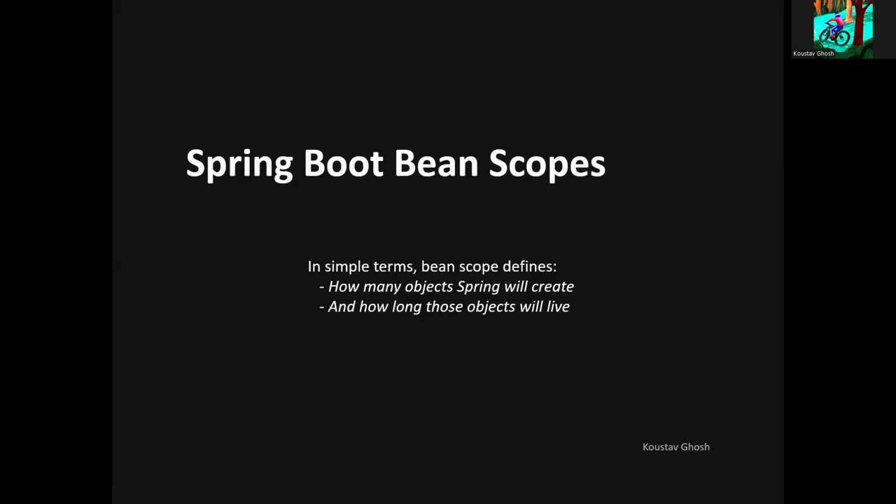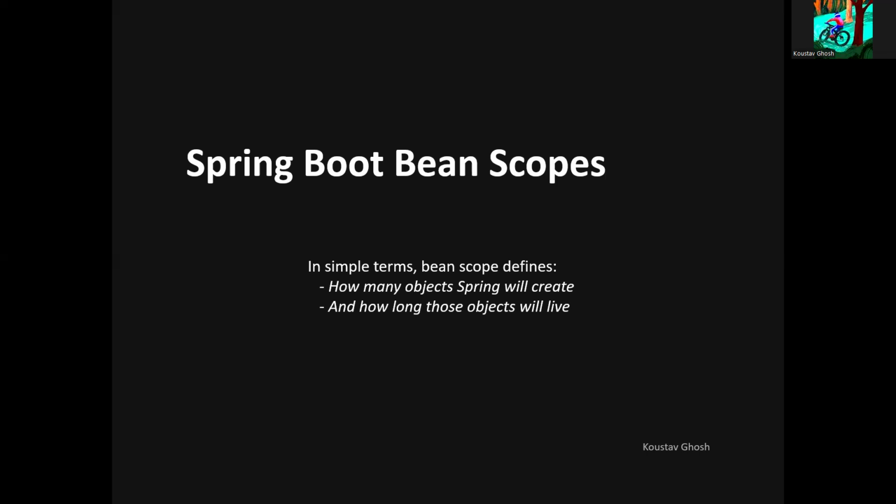So what are these bean scopes? Basically, there are mainly four types of bean scopes. Those are the singleton bean scope, which is the default one. Next is the prototype bean scope, then the request bean scope, and the session bean scope. We will discuss all four one by one.